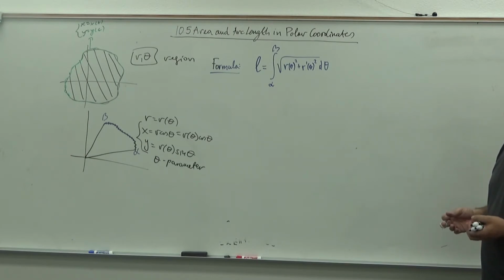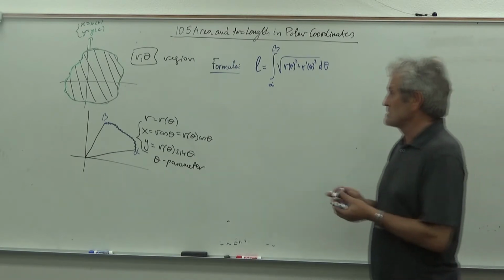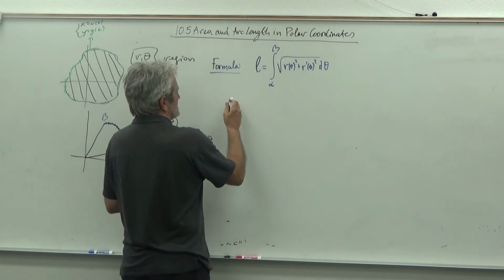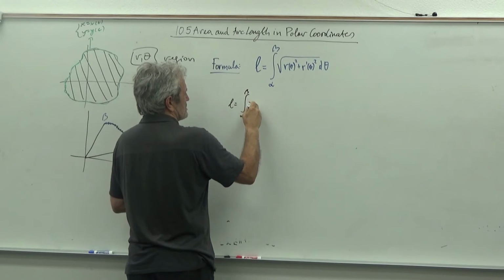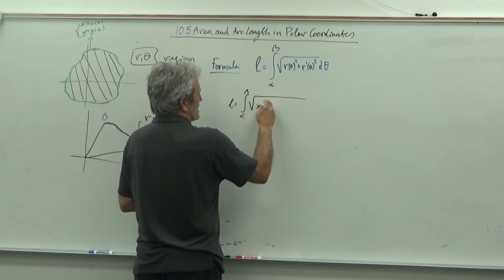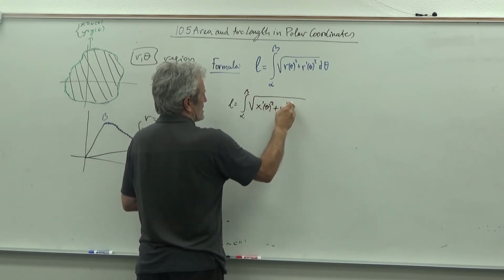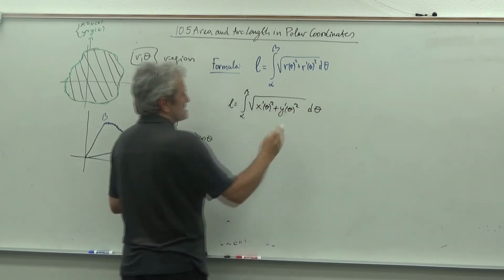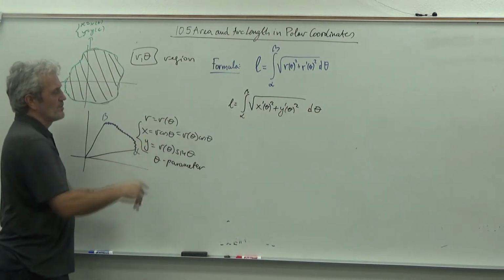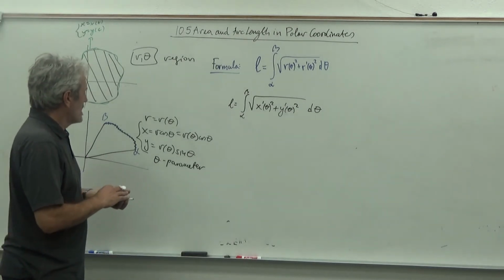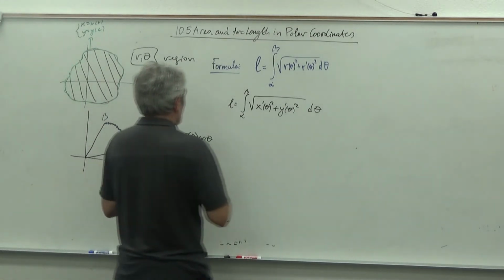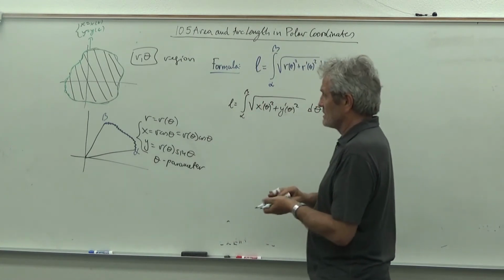So how do we derive this formula? So why is this formula true? It's fairly simple. Why? Because we know that L equals the integral between alpha and beta of the square root of x prime of theta squared plus y prime of theta squared d theta. What is this? This is just using the parametric equation formula. And then what? From here we can just calculate easily to get this ready-made formula.